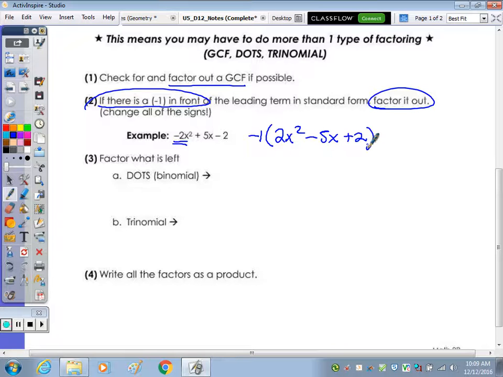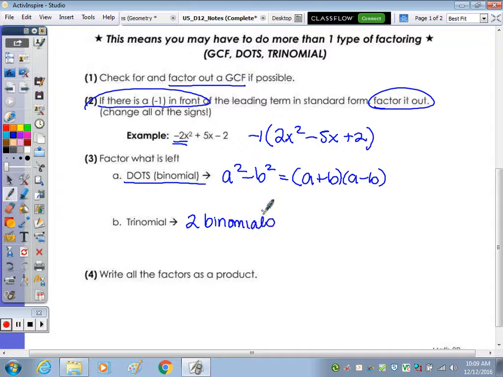If it's the difference of two perfect squares, in the form a squared minus b squared, remember that factors to a plus b times a minus b. And if it's a trinomial, ax squared plus bx plus c, it factors into two binomials. So now the steps are all written as notes.